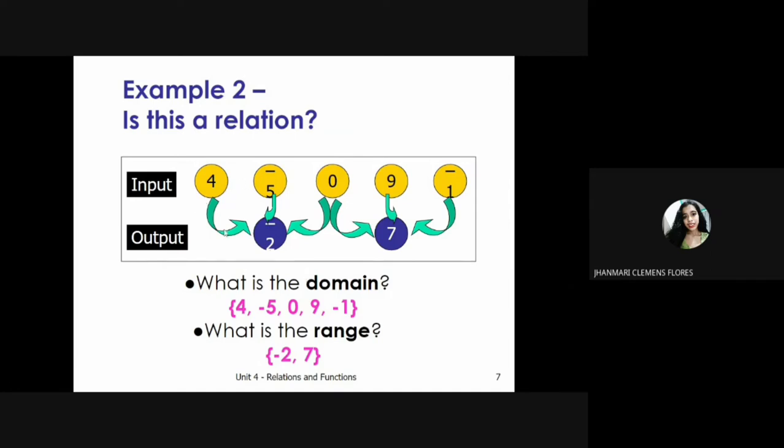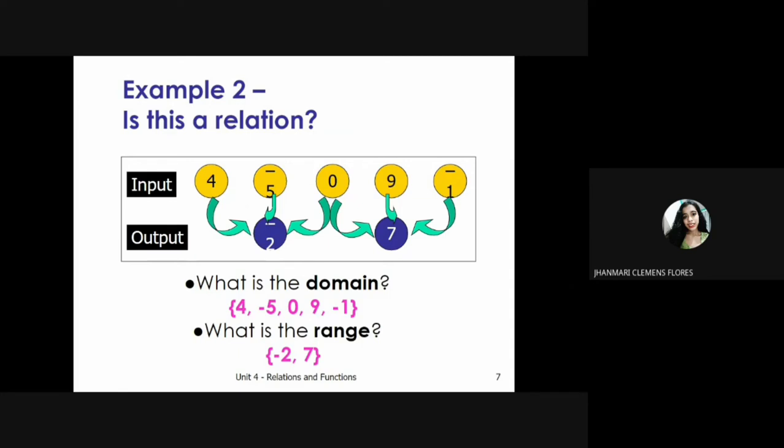So the domain and its pair for its range: if we write this as an ordered pair, it's going to be 4 with negative 2, negative 5 with negative 2. It's an ordered pair. Then we got the range, the other value, 7. We represent it as an ordered pair: 0 to 7, 9 and 7. Then you put that 1, negative 1, then comma 7. Then you close the entire bracket. So that's how it's going to be represented.